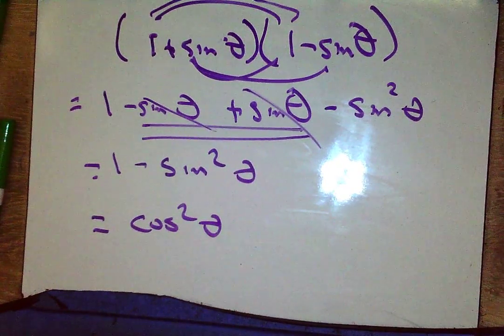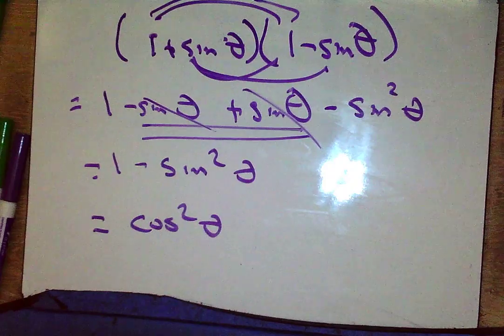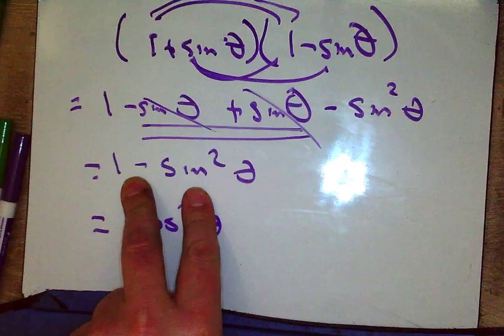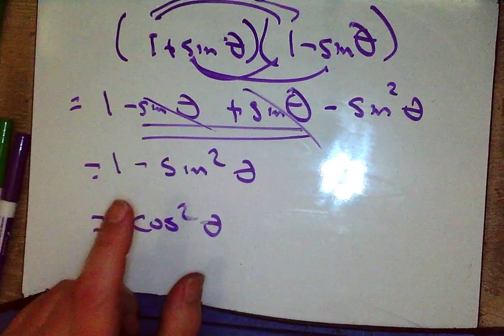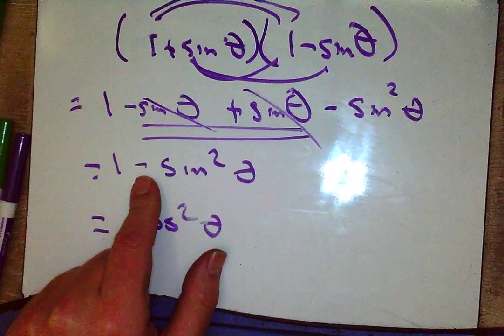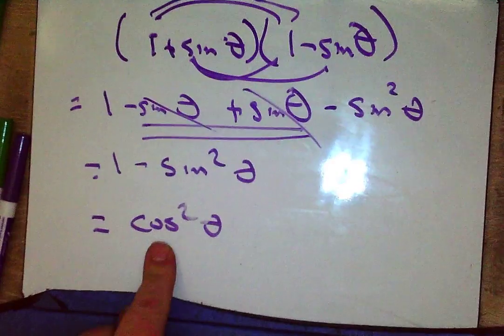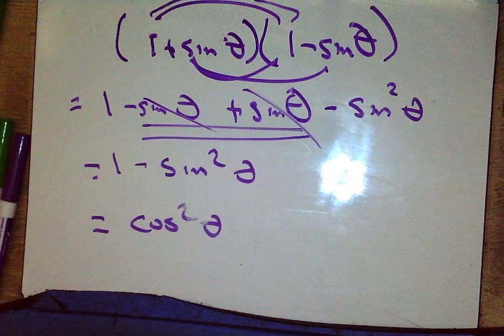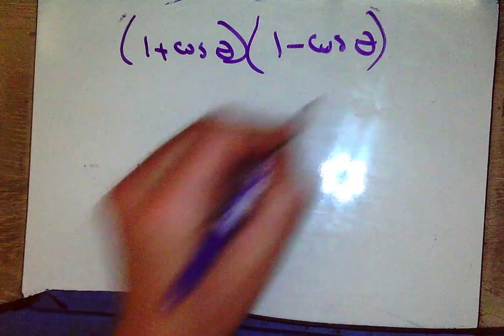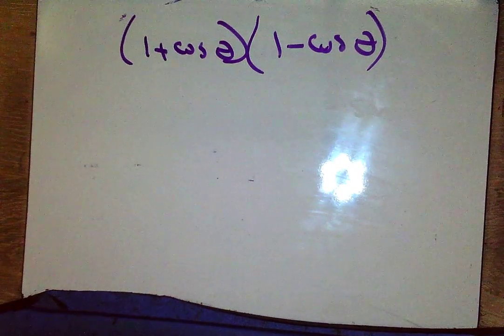And so again, third magic secret of trigonometry is know your identities. You need to be able to see this and say, oh, I remember that 1 equals sine squared plus cosine squared. And if I subtract sine squared from both sides, I get 1 minus sine squared equals cosine squared. Okay? Why don't you try this one? See what you can do with this one. We've got 1 plus cosine theta, 1 minus cosine theta. Please FOIL and simplify that expression.